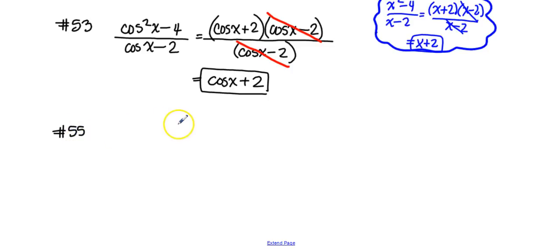55. It's our second to last example. Tangent of x to the fourth power plus 2 tangent of x squared plus 1.